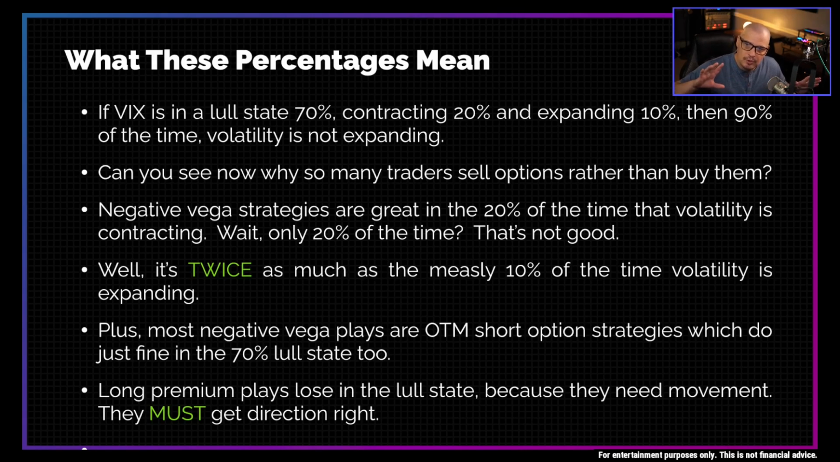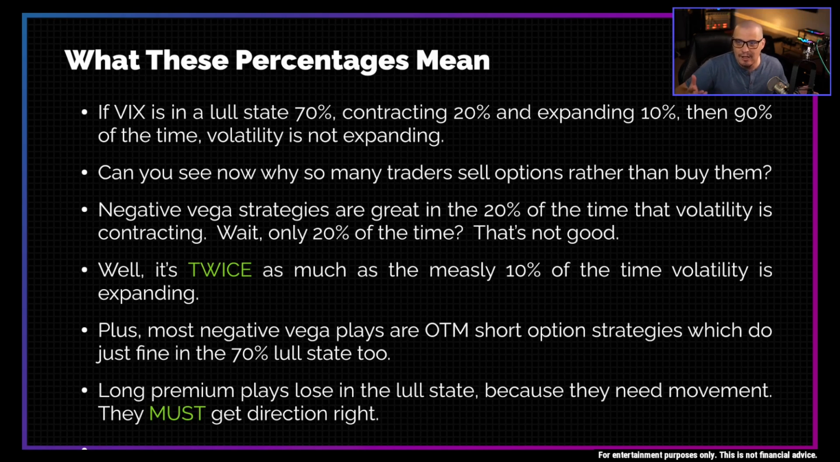Now, there's more to the story than just that, though, because most negative Vega plays, so your short options plays, are typically you selling out of the money options. You're selling out of the money puts, out of the money calls, out of the money strangles, out of the money credit spreads, out of the money iron condors, really high probability trades. These kinds of trades are just fine in that 70% lull state too. So 70% of the time when the VIX is in that lull state, your short option strategies still are okay.